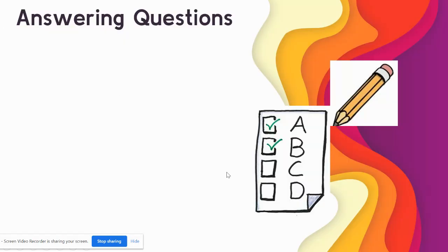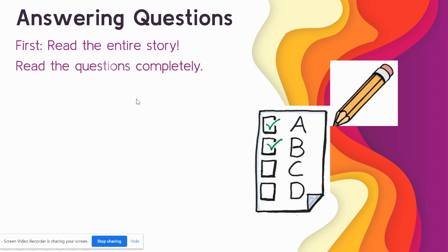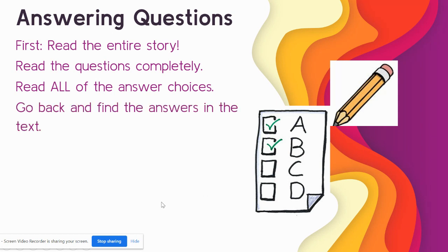This next one, we went over this yesterday, but it doesn't hurt to go over it again. Things that we need to do when we're answering questions in a text: read the entire story, or in today's case, make sure that we're reading the 2 pages completely. We read our question, figure out what it's asking. We read all of the answer choices. We go back and find the answers in the text.